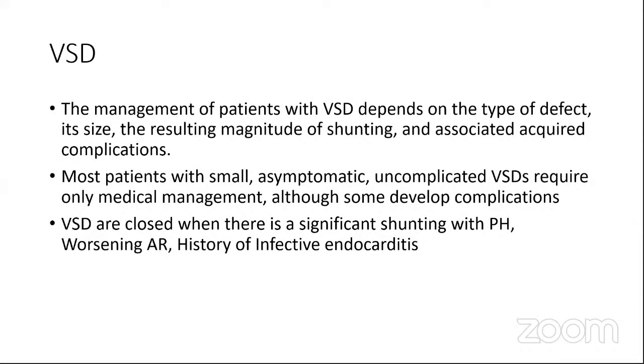The management of patients with VSD depends on the type of defect, its size, and the resulting magnitude of shunting, and is associated with acquired complications. Most patients with small asymptomatic and uncomplicated VSDs require only medical management, although some develop complications later on. VSDs are closed when there is significant shunting with pulmonary hypertension, or if there's a worsening in the aortic regurgitation, or if there's a history of infective endocarditis.